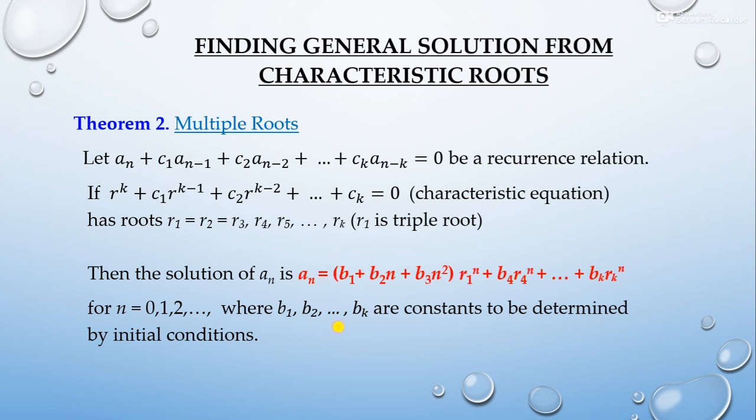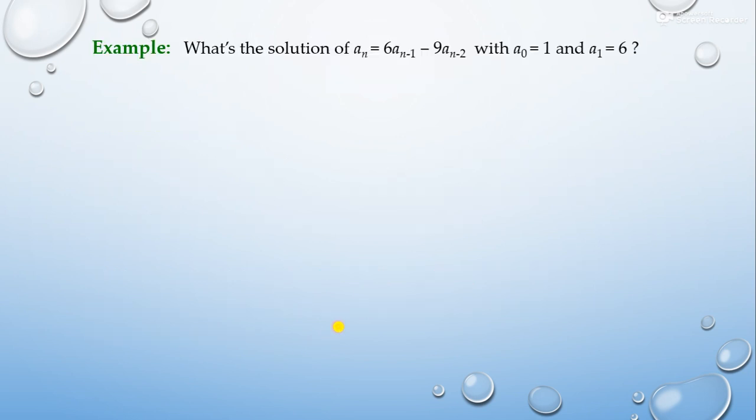Okay, so now let's try an example, and then it will be clear. Your recurrence relation is a_n equal to 6 a_(n-1) minus 9 a_(n-2), and the initial conditions are given that a0 equal to 1 and a1 equal to 6. So now how to solve this?